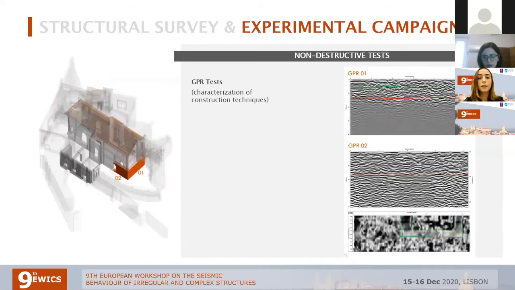And finally, the georadar tests were performed in order to characterize the construction techniques. In the first picture, you can see that for most thick walls, there are two leaves of stone. And also in the last picture, you can see marked in green a window that was later infilled, and it was not possible to know this information from the historical data. So this test was also important.